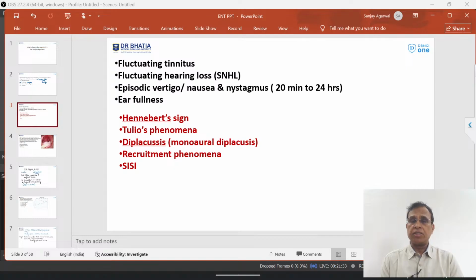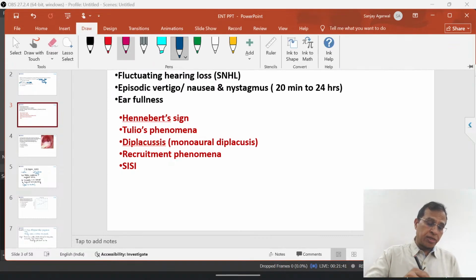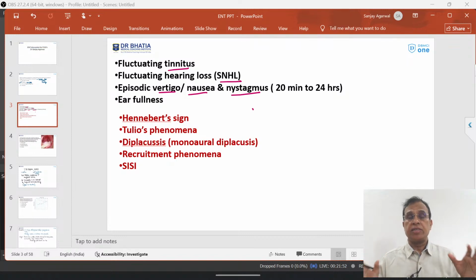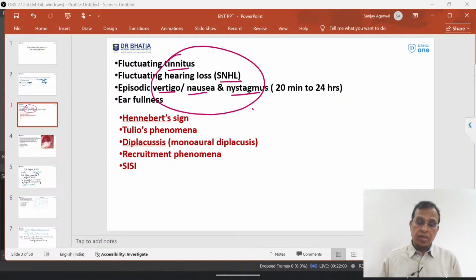Now, what are the symptoms of Meniere's disease? These are the main symptoms and signs of Meniere's disease that you have to know. Like I told you, because it is an inner ear disease, it tends to have tinnitus, SNHL, vertigo, nausea, and nystagmus. These are the symptoms that happen in every inner ear disease, including Meniere's disease. So how do I know it's Meniere's disease, different from, say, labyrinthitis, which will have the same thing?